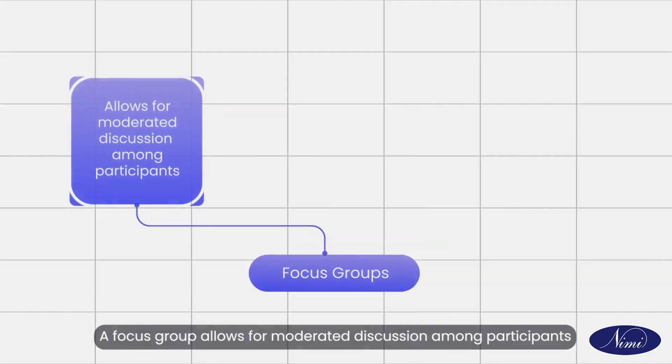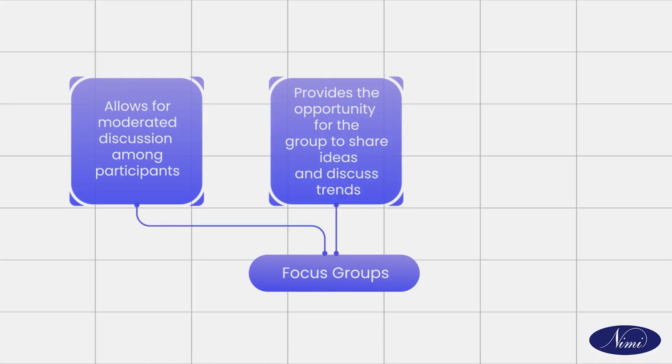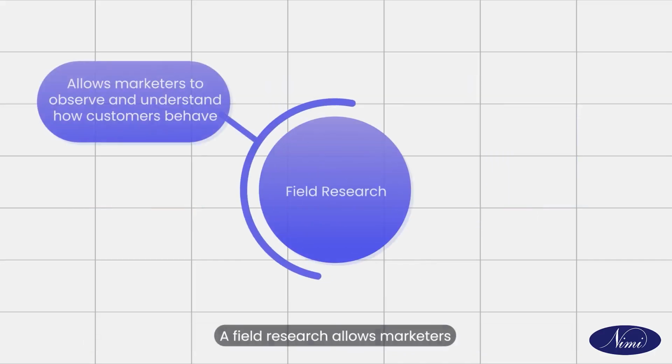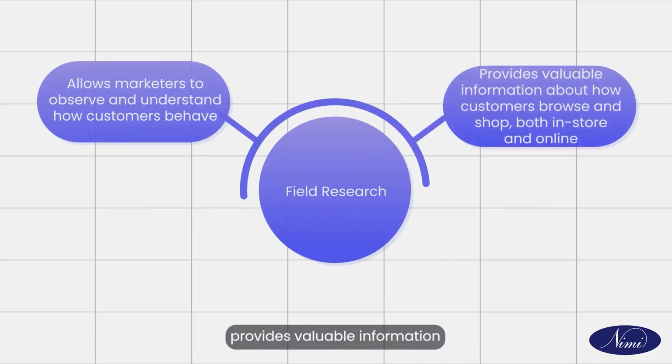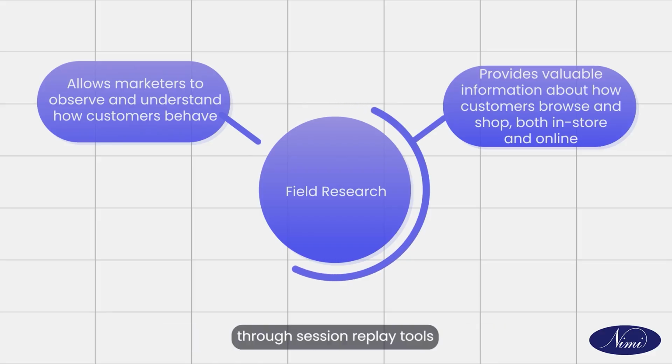A focus group allows for moderated discussion among participants. This provides the opportunity for the group to share ideas and discuss a topic or trend, which is particularly useful when conducting fashion market research. A field research allows marketers to observe and understand how customers behave in a natural setting, provides valuable information about how customers browse and shop, both in-store through natural observation and online through session replay tools.